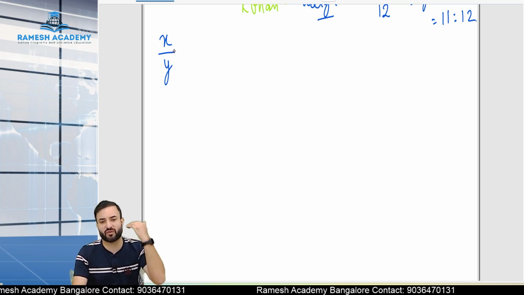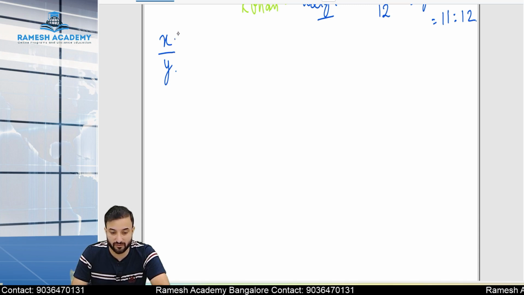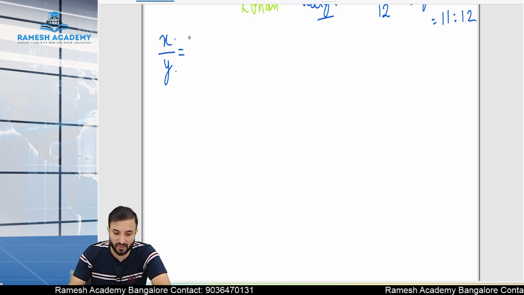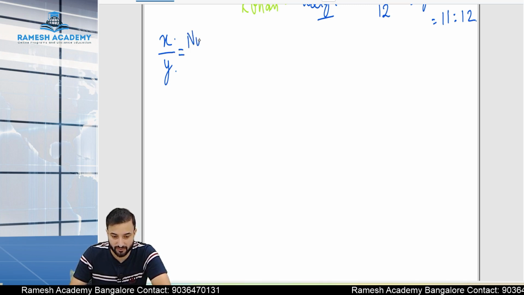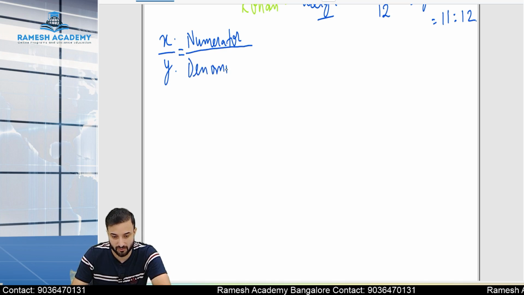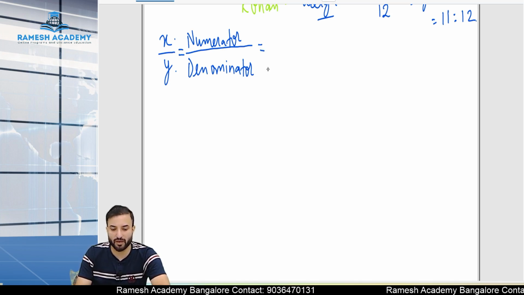We know a fraction is that in which we have a numerator and denominator. So x is the numerator, y is the denominator. So see, till now what we have studied: x is the numerator, the above one, and y, the down one, is the denominator. Okay, till now we have studied this much. X is numerator, y is denominator.